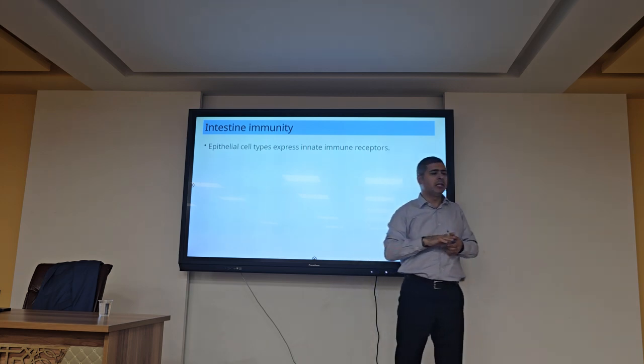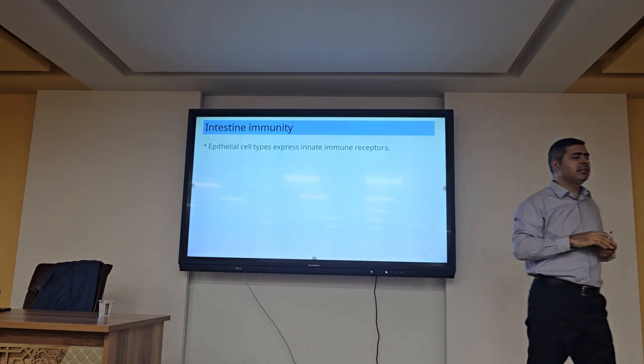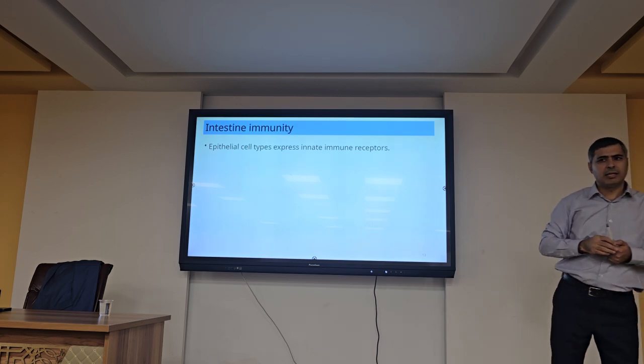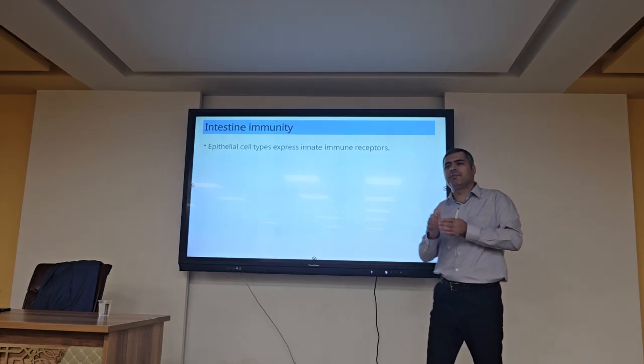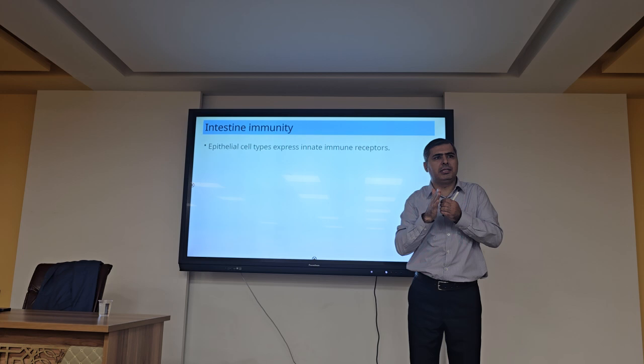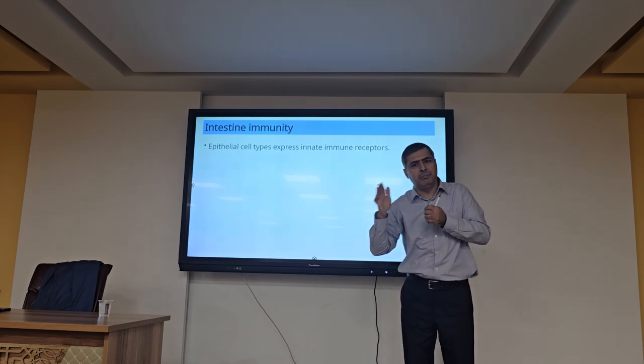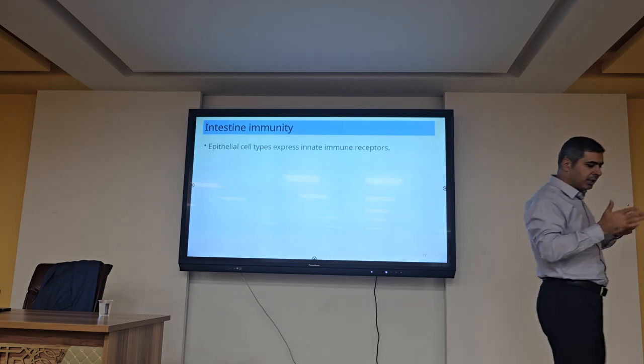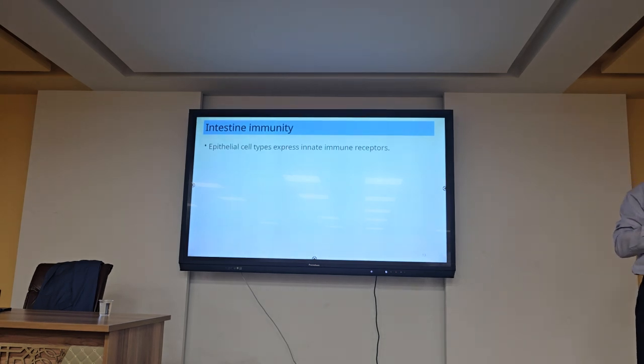Epithelial cells indeed are similar to innate immune cells. As you remember, the first line of immune response is mediated by innate immunity. Do you remember? Innate immunity is the first line of immune response. Clear? Do you have a problem with this sentence? Innate immunity is the first line of immune response.